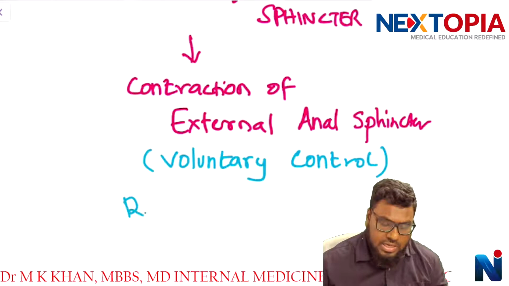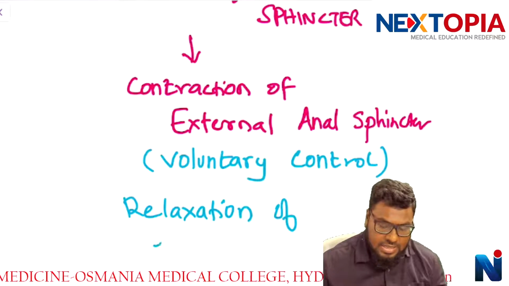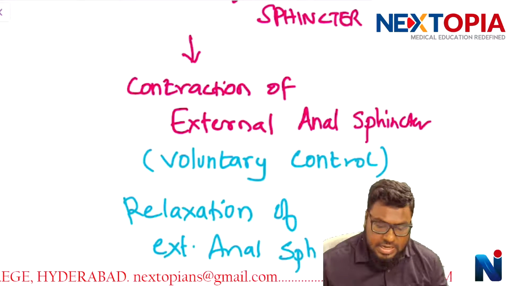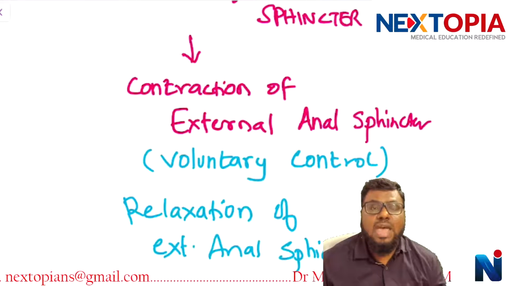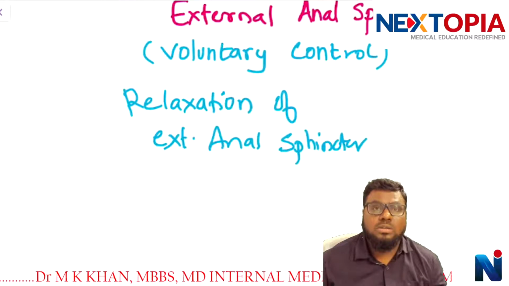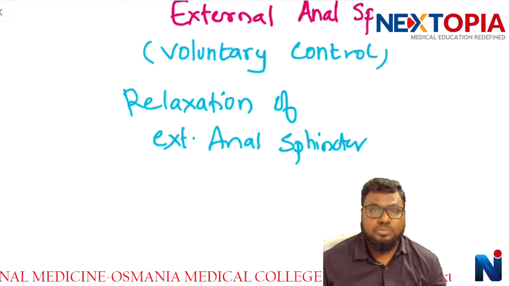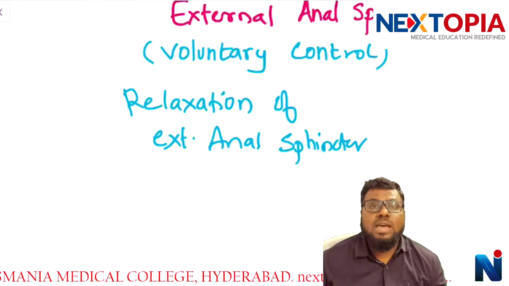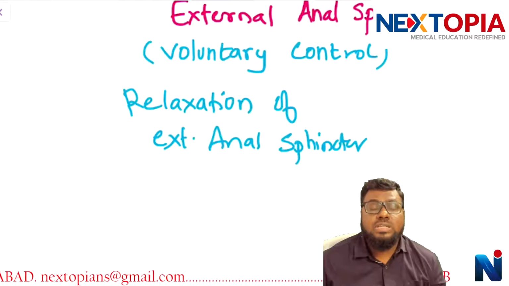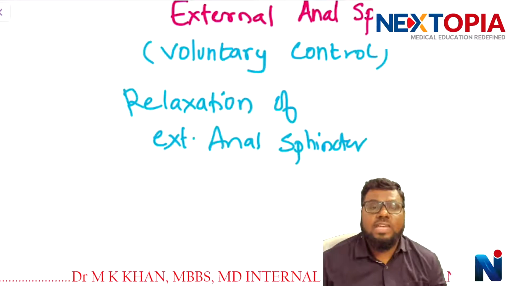Whenever relaxation of the external anal sphincter occurs, along with the propulsive contraction of the distal colon, terminal colon, it results in complete defecation. Sometimes there is a problem in the innervation of the external sphincter. This causes incontinence, or involuntary defecation.